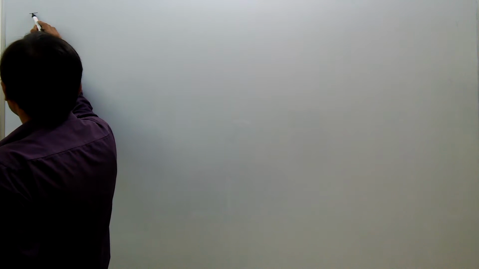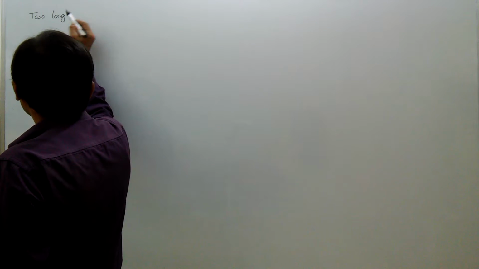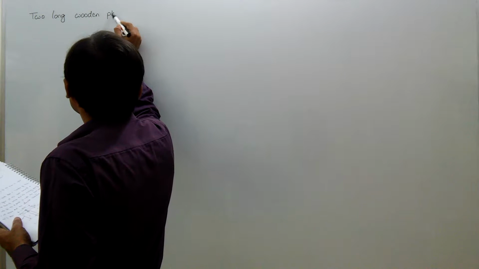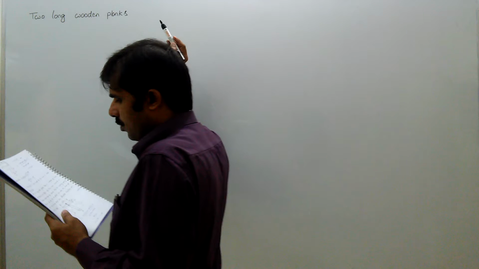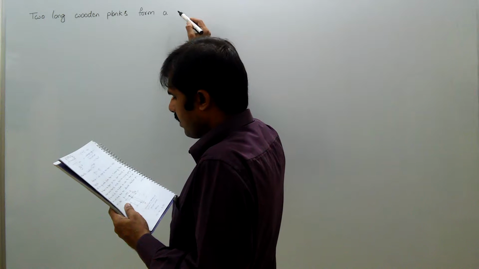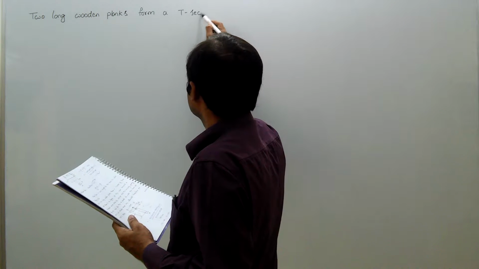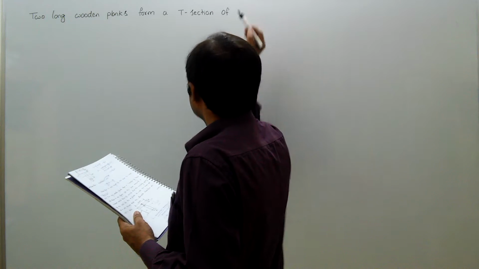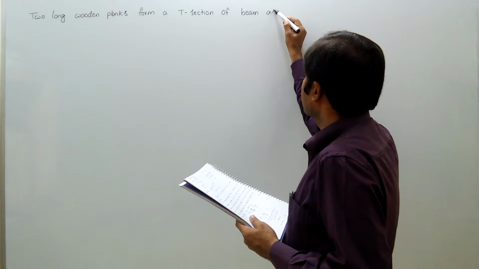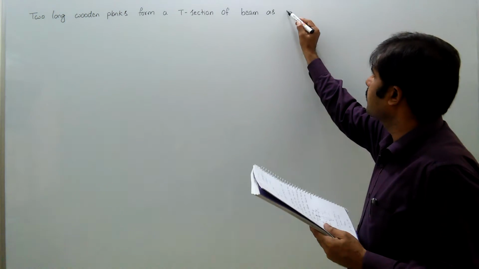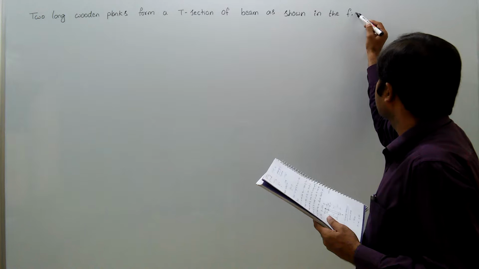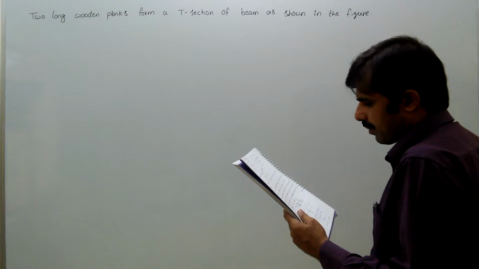Two long wooden planks form a T section of a beam, as shown in the figure.